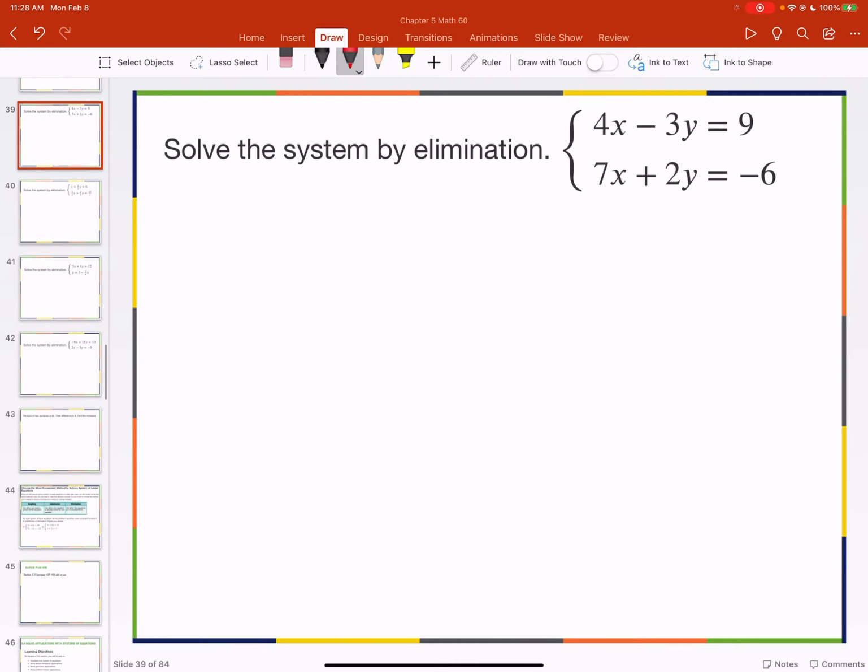So you have a positive and a negative for the y's, but you notice that it's a 3y and a 2y. So what do we do? Well, we find the common multiple, yeah? So that it'll cancel out. So where do 3 and 2 meet?